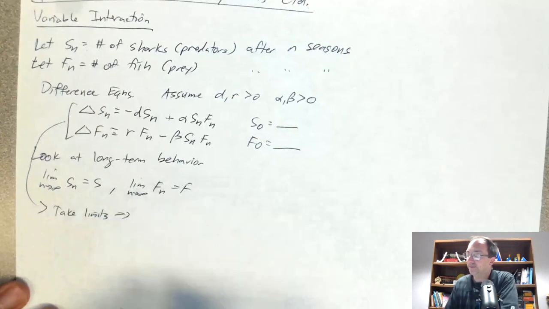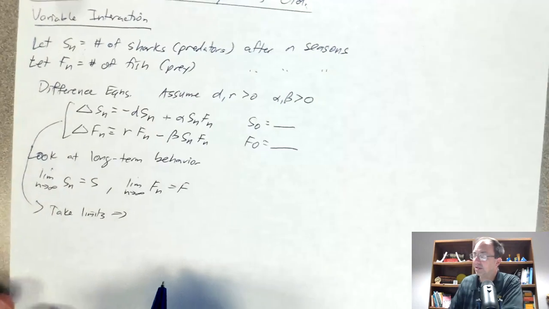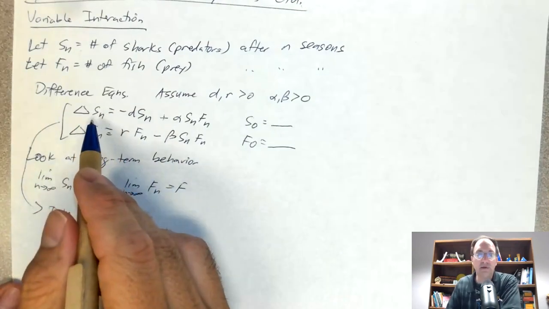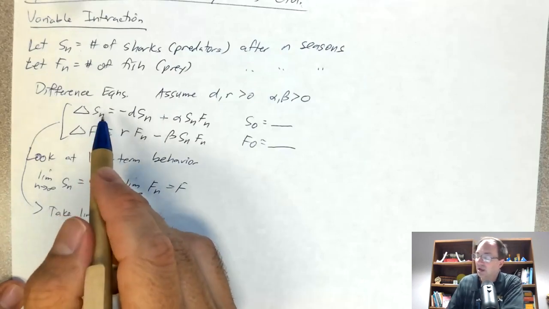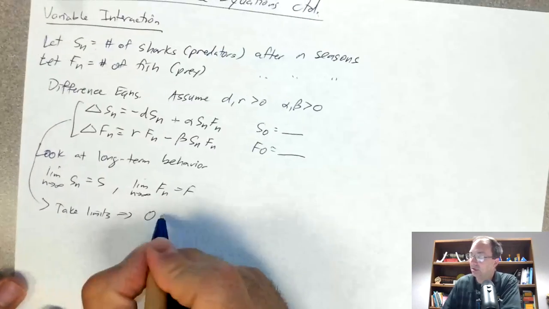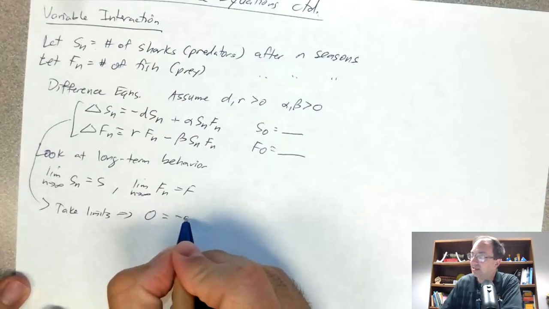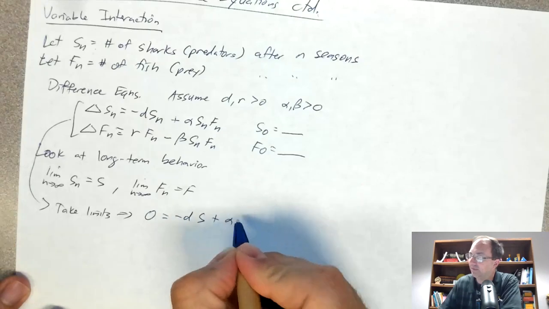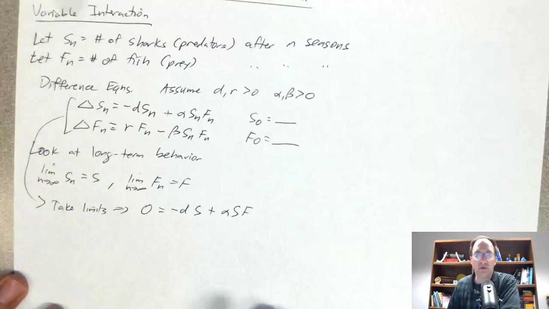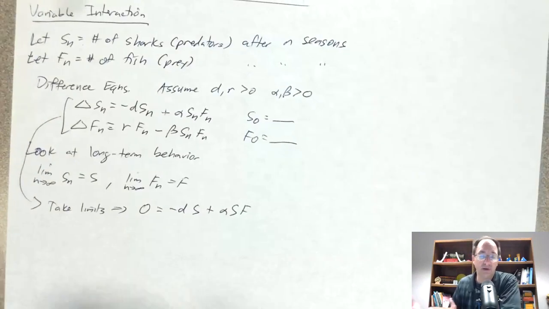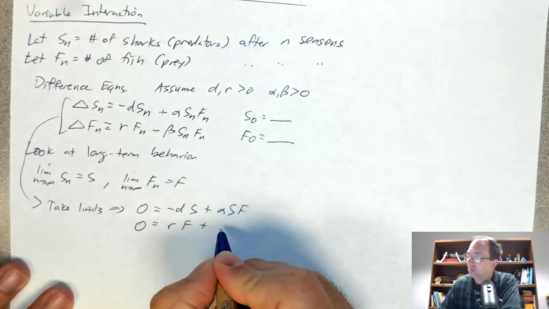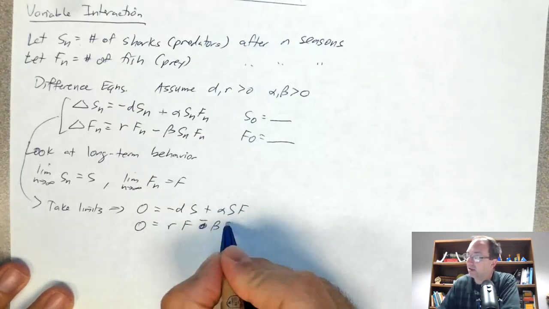So notice what do we get? The change in S sub n is basically S sub n plus 1 minus S sub n. So that's 0, which is equal to minus dS plus alpha SF. The change in F sub n, remember, that's F sub n plus 1 minus F sub n. In the limit, that's also going to be 0. And then we have R times F minus beta SF.